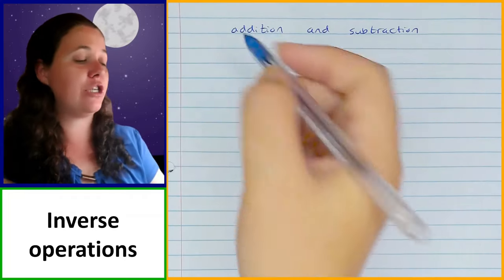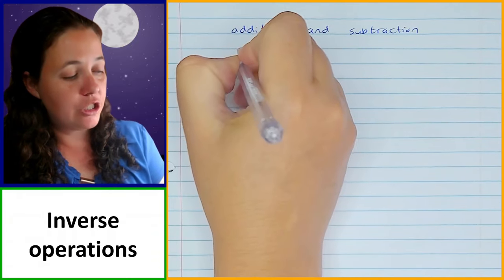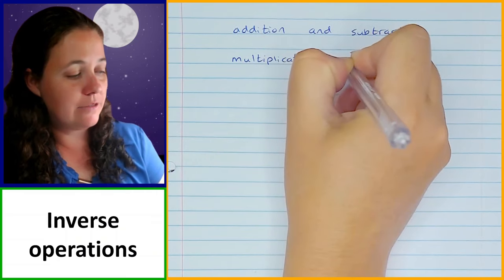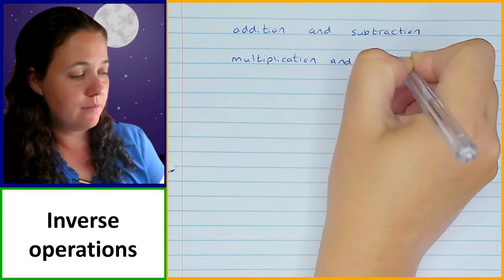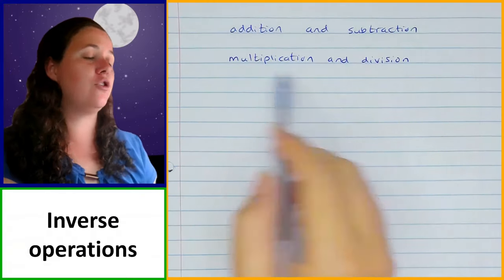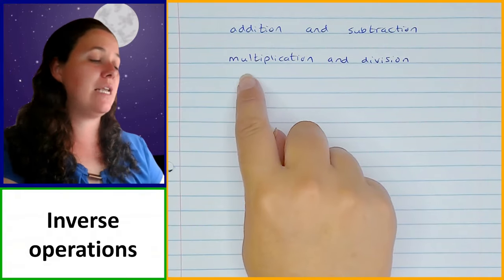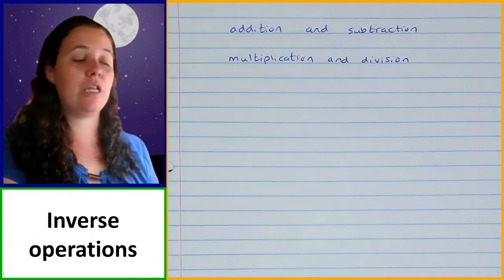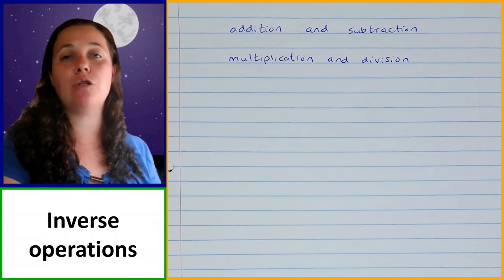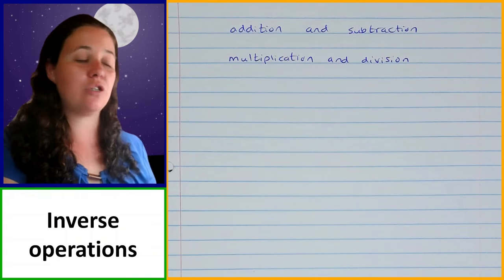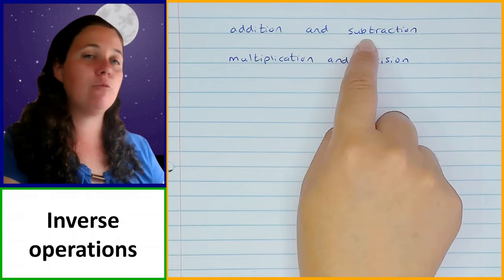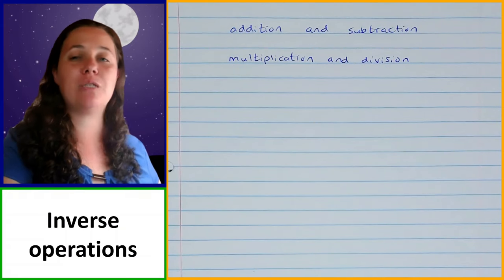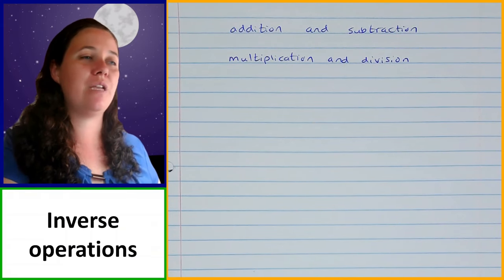Another pair of inverse operations would be multiplication and division. Okay, so those are our inverse operations there as well. If you were to multiply by 2 and then divide by 2, it would also cancel each other out. Multiplying by 2 and dividing by 2 is the same as multiplying by 1, which means that whatever you've got is going to remain the same. So we've got addition and subtraction and multiplication and division. Those are our pairs of inverse operations. So we're going to be using that while we are solving equations.